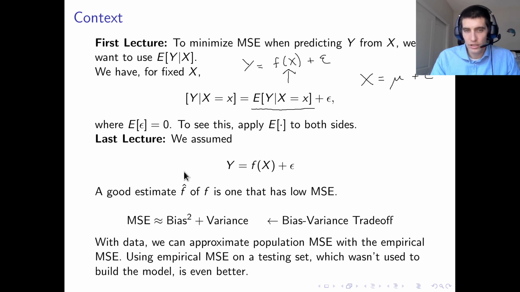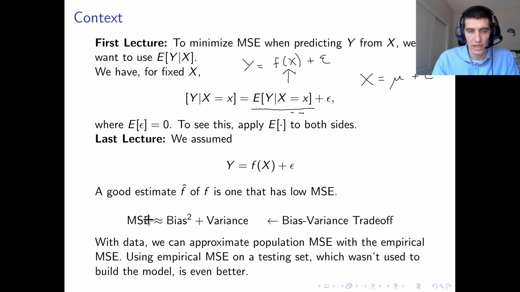Okay, we also talked in the last lecture about a good estimate f hat of this function f. We know that f is the conditional mean if we want to minimize mean squared error. We don't necessarily have to minimize mean squared error in general, but for us this is true. So a good estimate f hat is one that has low mean squared error, and we talked about the bias-variance decomposition. The bias-variance decomposition roughly says that mean squared error is a squared bias term, the expected value of f hat minus f evaluated at x, plus the variance term, the variance of f hat.